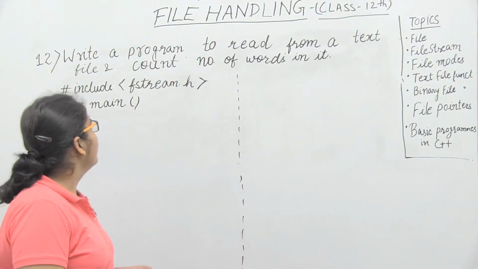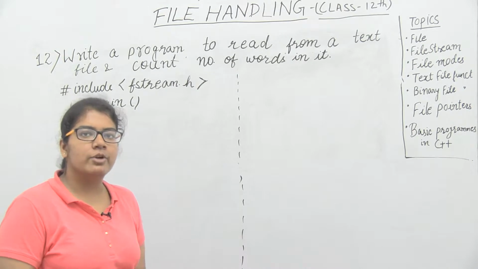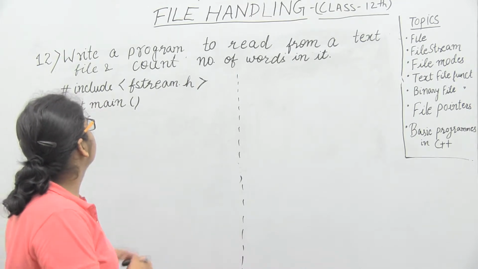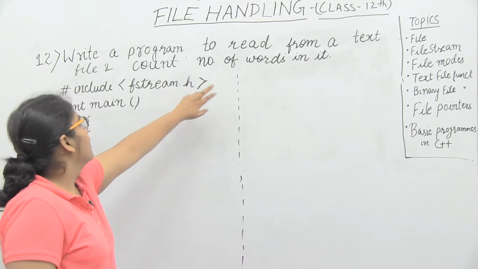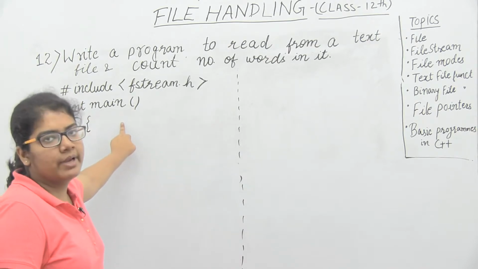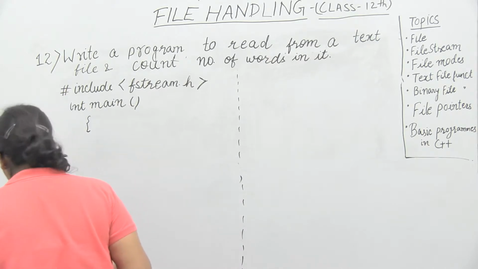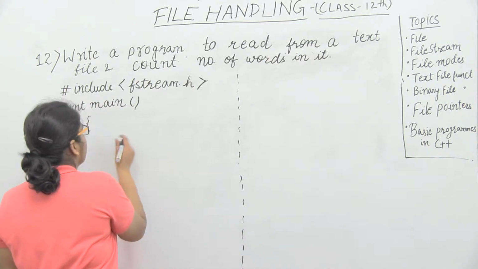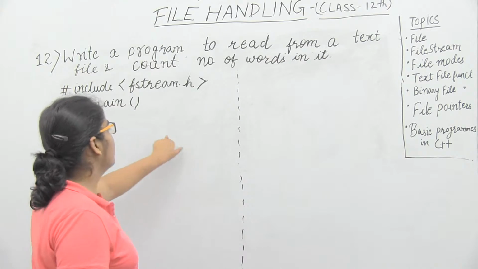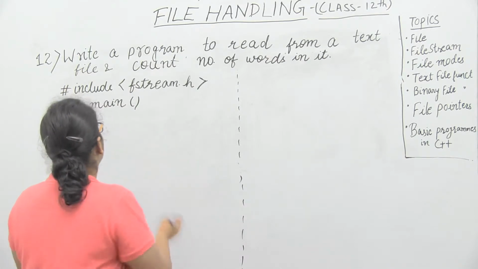Write a program to read from a text file and count the number of words in it. So #include fstream.h header file. Then this is the beginning of our main function. So first we'll declare a variable that will point to our file to be opened.